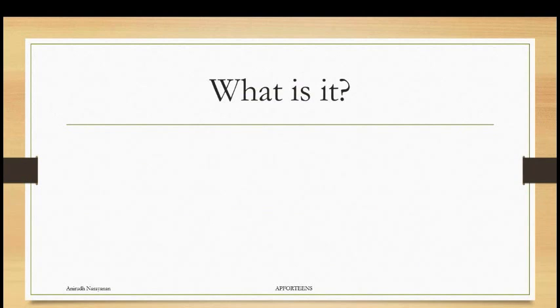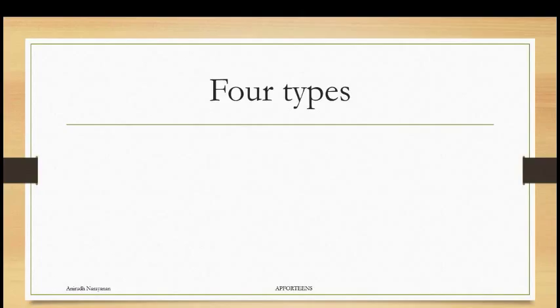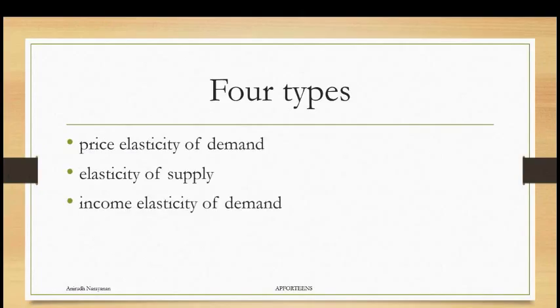Elasticity from an economic standpoint is how responsive something is to changes. There are four types of elasticity that are asked on the AP exam. Those are price elasticity of demand, elasticity of supply, income elasticity of demand, and cross-price elasticity of demand.